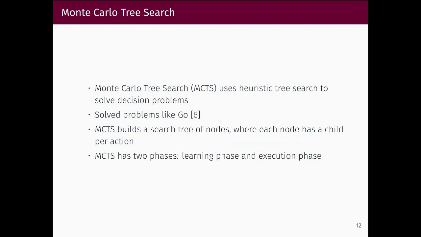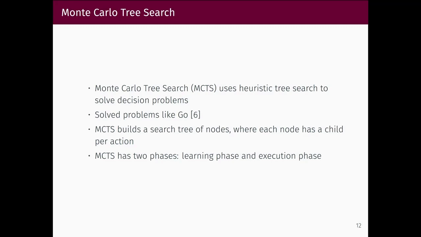So the next topic that's very important to our algorithm is Monte Carlo tree search. Monte Carlo tree search is a very popular algorithm, and it uses a heuristic tree search to solve decision problems and has had great success with problems like Go. I think everybody's very familiar with Monte Carlo tree search in the RL community, but I'll go into some detail here. Monte Carlo tree search builds a search tree of nodes where each node has a child per action.